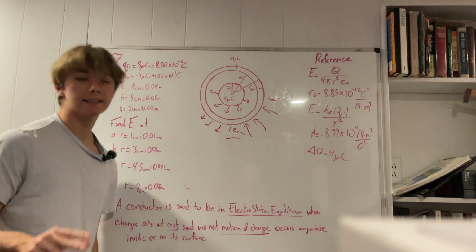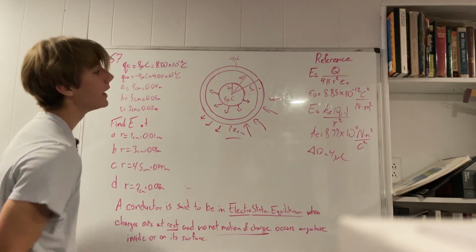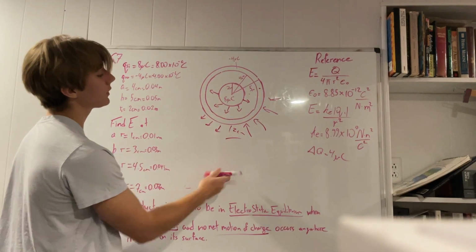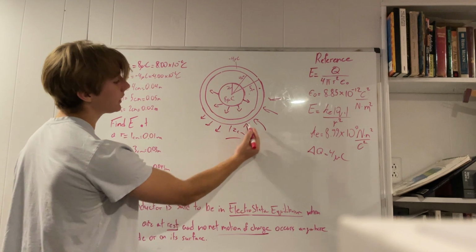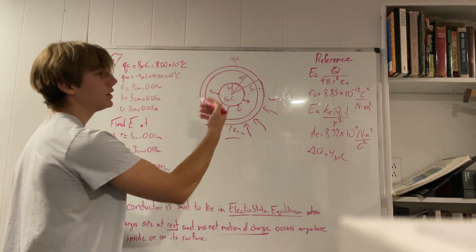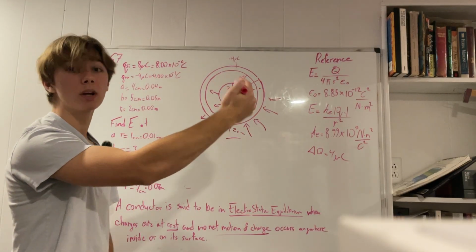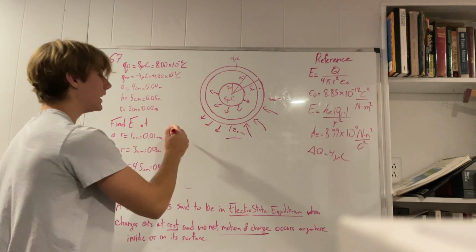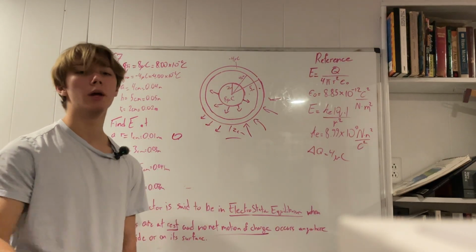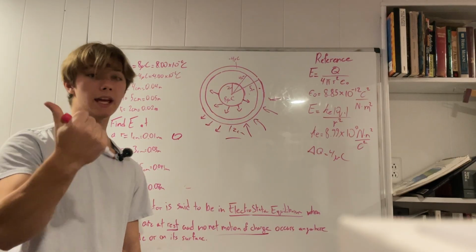D is asking us to find the electric field at 7 centimeters from the center. If we look at this diagram here, 7 centimeters from the center is approximately 2 centimeters on the outside of the shell. Now, we know we're just going to plug our numbers into E, the electric field equation for a sphere. But the one thing we don't know is Q. Now, how do we find Q? Q is just going to be the addition of both charges, inner and outer.